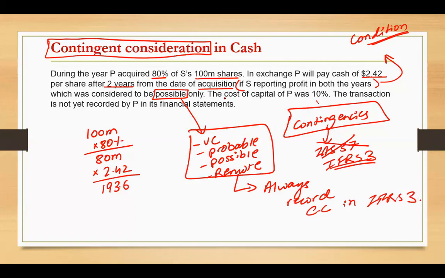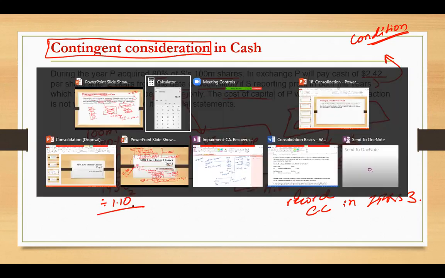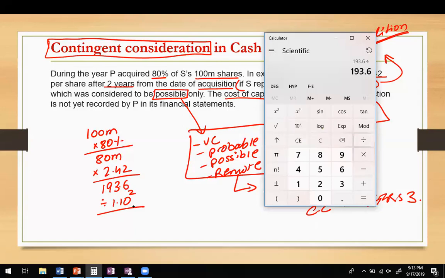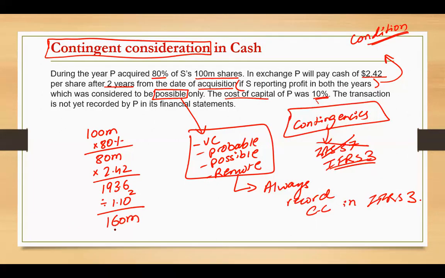Now the question says that the cost of capital was 10%, so we are going to divide it by 1.10 to the power 2 to get the present value, and if I use the calculator again, it is going to be divided by 1.1 to the power 2. So this will give us a present value of $160 million. So we are going to make an entry as the goodwill debit by $160 million and the contingent consideration credit by $160 million.